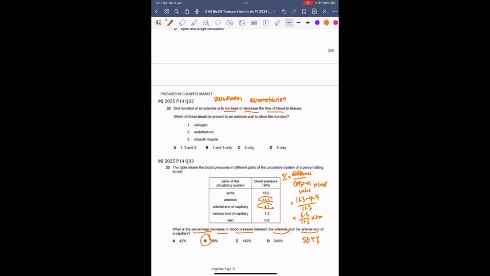This process is controlled by the smooth muscle only. Collagen will not help to increase or decrease the flow of blood to the tissue. It's because collagen is just like steel reinforcing bars, okay? Collagen is not able to change the blood flow, but what it can do is withstand very high pressure.